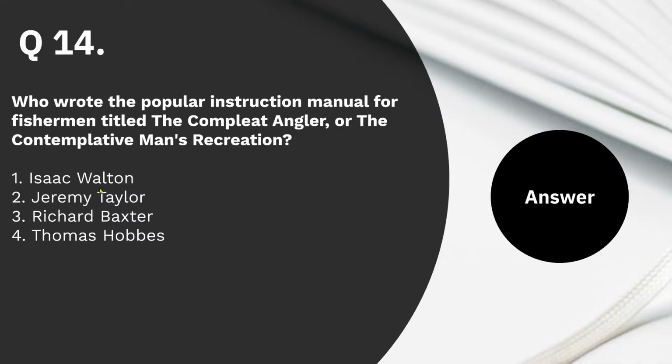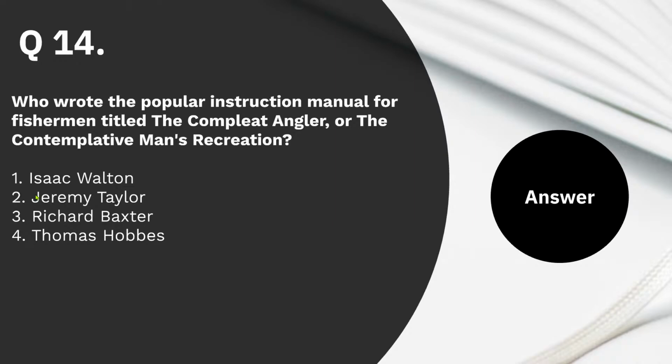Remember, again, they have put all these figures who are also related to politics and their philosophy on how to rule. We know Thomas Hobbes for Leviathan. His work is also related to politics. Remember, in the previous questions we had a politics base. Every follow-up question has some relation with the previous one, and this 14th question is related to the previous one.